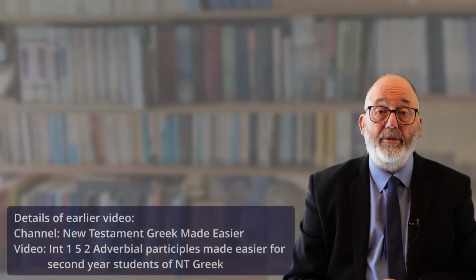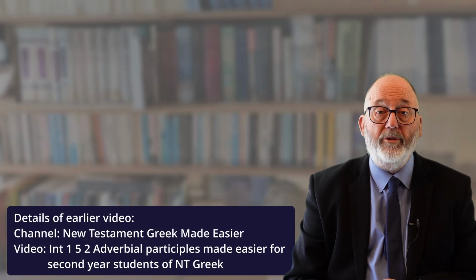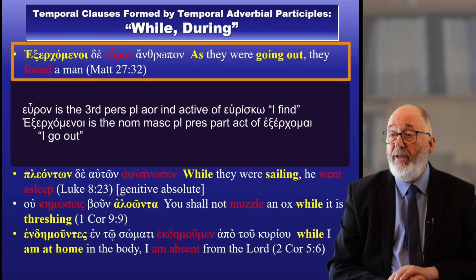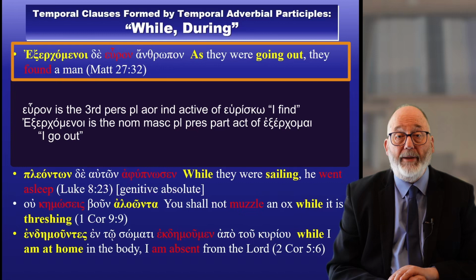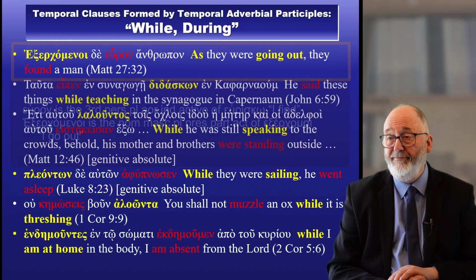Now, here are some examples that were used to illustrate temporal adverbial participles that were translated with the English word during or while. Ex erchomenoi de huron anthropon. The main verb huron is in the aorist tense. The participle in this case, though, is in the present tense. So the action of the participle takes place at the same time as the action of the main verb. And it's appropriate to translate it as they were going out, they found a man.